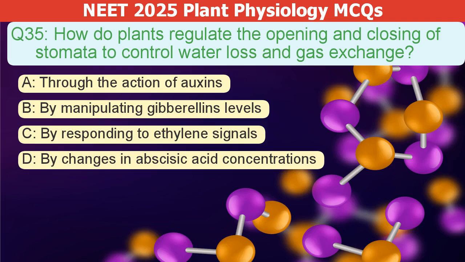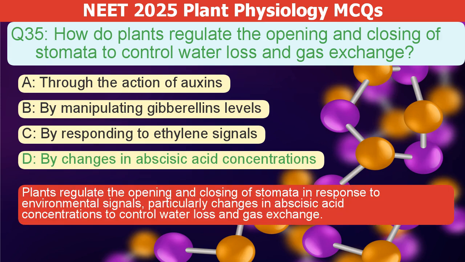How do plants regulate the opening and closing of stomata to control water loss and gas exchange? A. Through the action of auxins. B. By manipulating gibberellin levels. C. By responding to ethylene signals. D. By changes in abscisic acid concentrations. The correct answer is D. Plants regulate the opening and closing of stomata in response to environmental signals, particularly changes in abscisic acid concentrations, to control water loss and gas exchange.